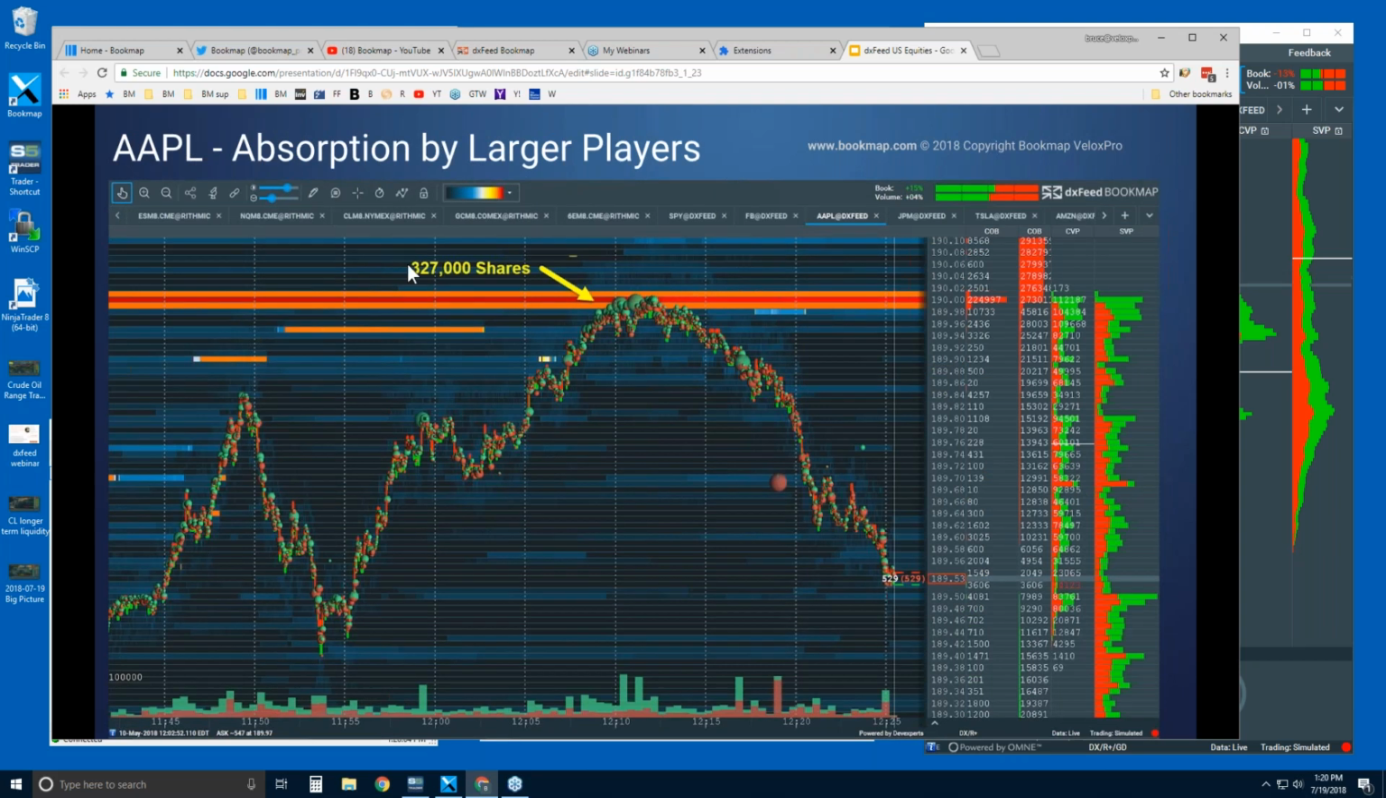Absorption in Apple, same idea. 327,000 shares up here at 190 the figure. You can see that not only did they not trade through it, but they're still up there with what looks like 200,000 still. So quite a bit of liquidity up here.